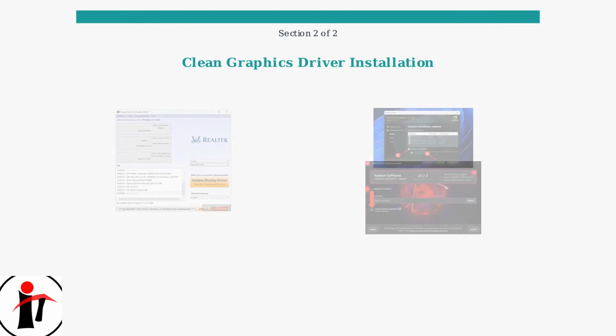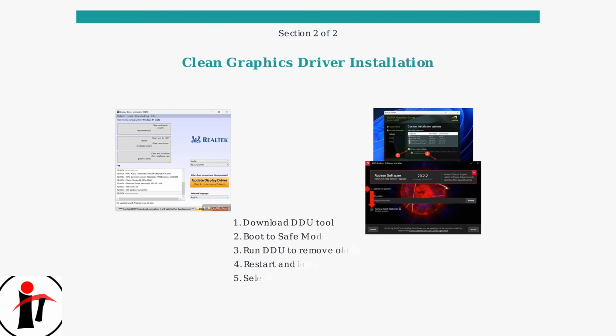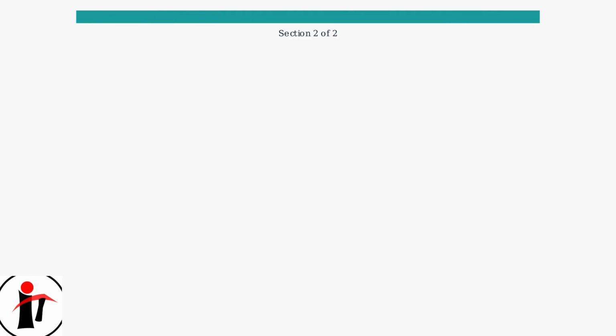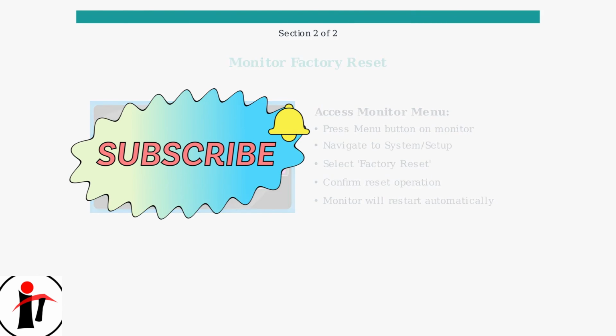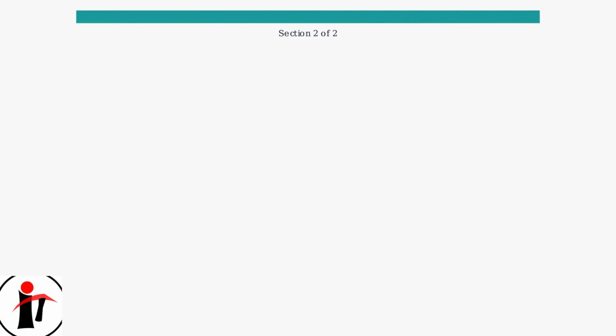Next, perform a clean graphics driver installation. Download the latest drivers from your GPU manufacturer and use Display Driver Uninstaller for a complete clean installation. If driver issues persist, reset your Sceptre monitor to factory settings using the on-screen display menu. This clears any problematic display configurations.